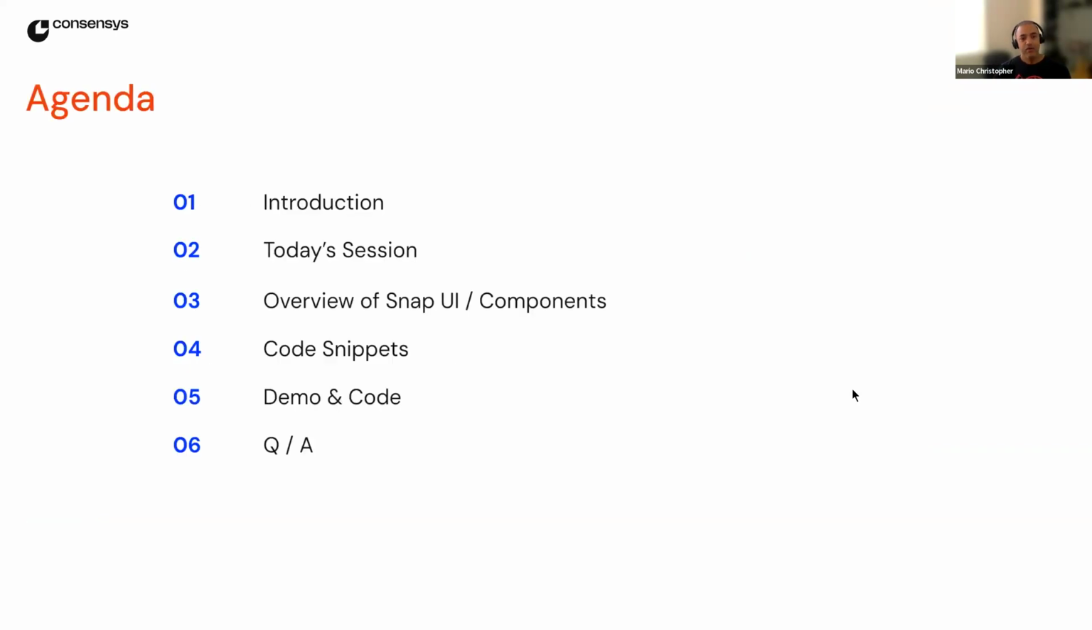So in today's agenda, we'll be looking at a brief introduction. We'll talk about what we are going to be talking about today. We'll look at some overview of the Snap UI in general, and then the new components. And some code snippets will be shown, which describes how these components can be used, how effectively they can improve the UI that we have. We look at demo and code, and finally, we'll open up the floor for some Q&A.